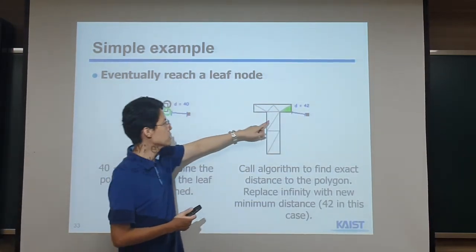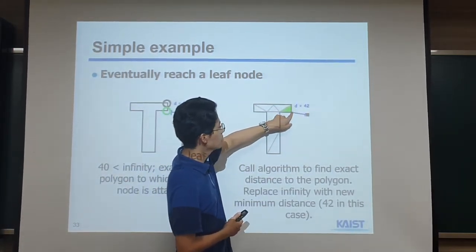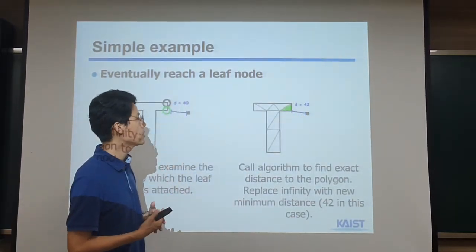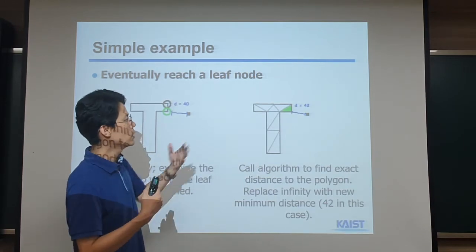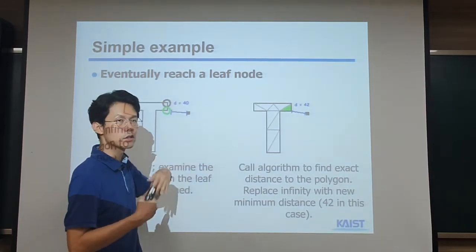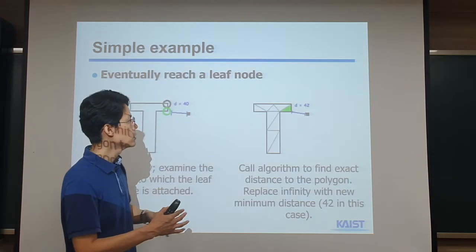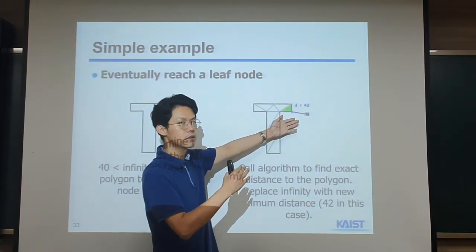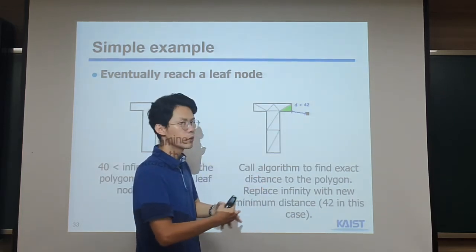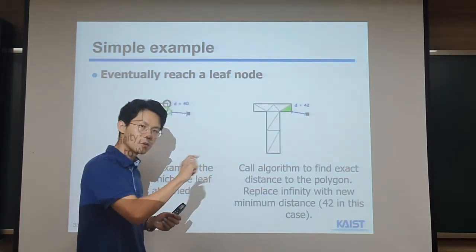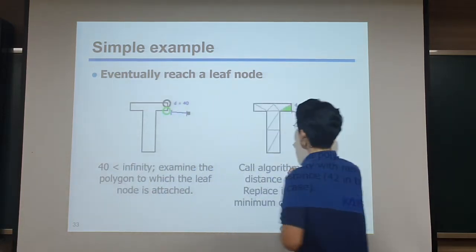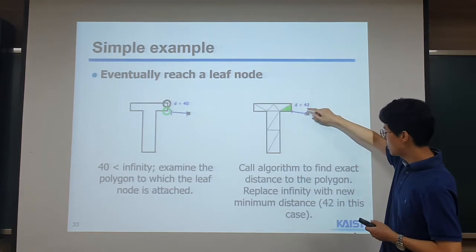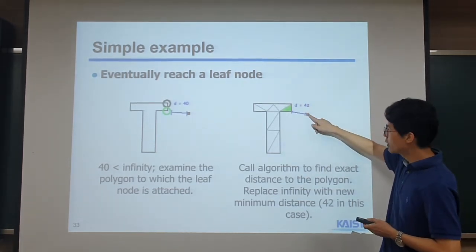So we measure the distance between this point and that point, and we got 42. Now this is an actual distance, coming from the triangle. This 42 is smaller than infinity, so we have already found a minimum distance at 42. This is our current candidate for the minimum distance. As we traverse more, we might be able to find a triangle that gives us a smaller distance, right? But anyway, based on this one, we update our distance as 42.